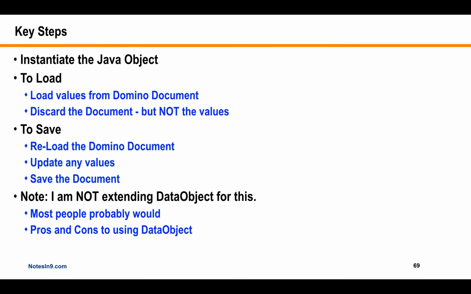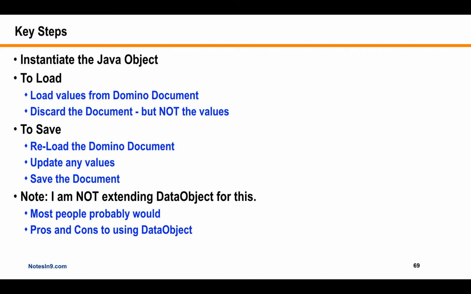Okay, so what are the key steps here? You instantiate the Java object. So you're going to create the object, and you can do this all in the constructor. I usually do it in 2 steps, which is probably not the best Java, but that's how I like to roll. So you have a loader. After I instantiate the object, I call a load, and I pass in a key. But you can extend that, so I can pass in a different document or view entry or whatever.